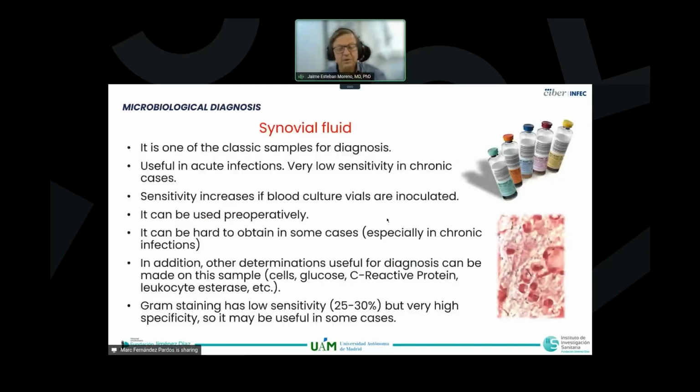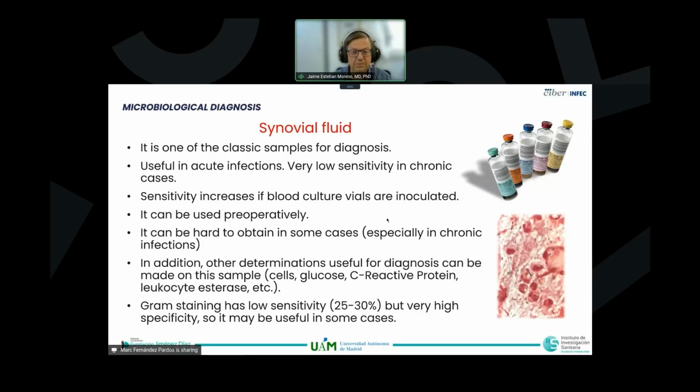The first sample that we are talking about is synovial fluid. This is one of the classic samples. It's very useful for acute infection, less useful for chronic cases, probably because in chronic cases the importance of biofilm is higher than in acute infections. We know that sensitivity increases if the synovial fluid is inoculated in blood cultures. And most important, this sample can be used preoperatively.